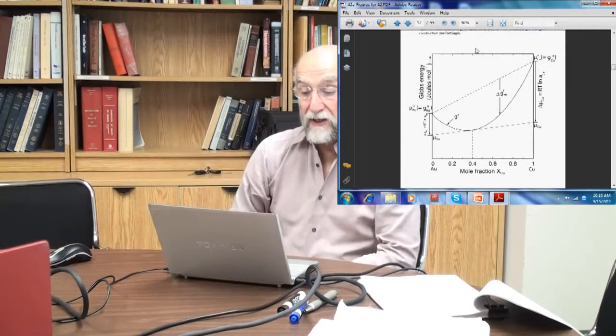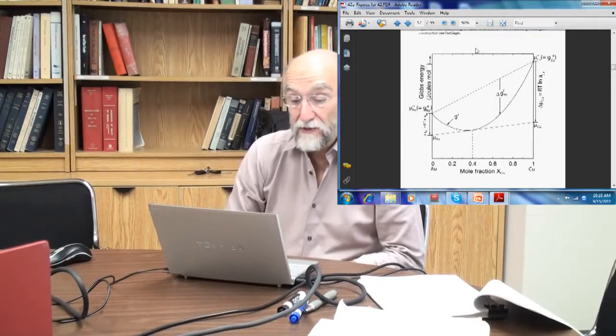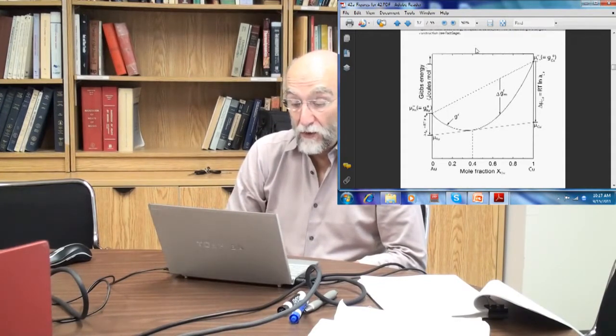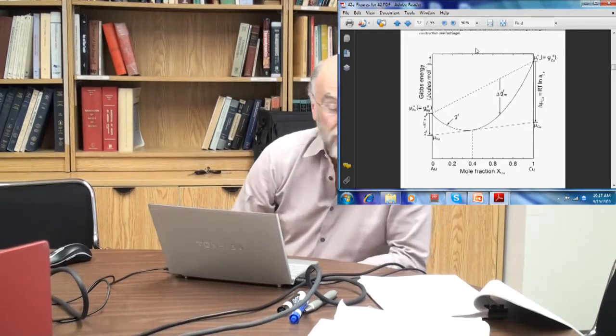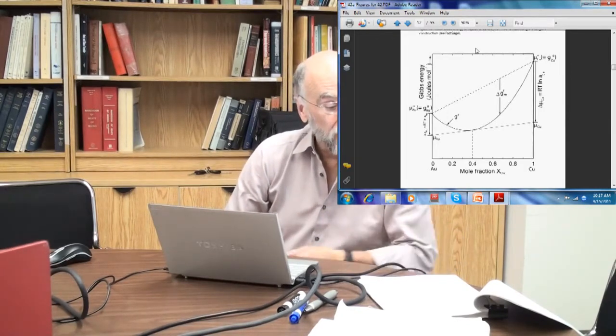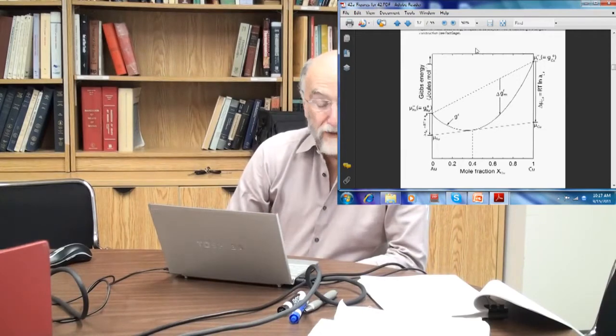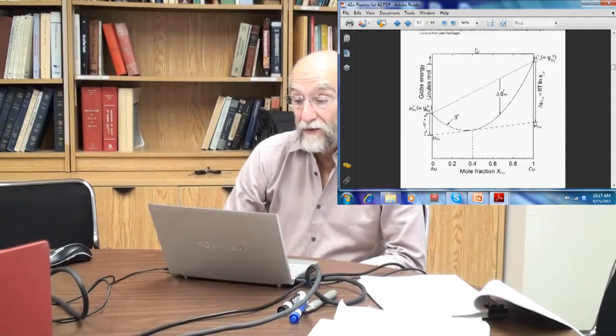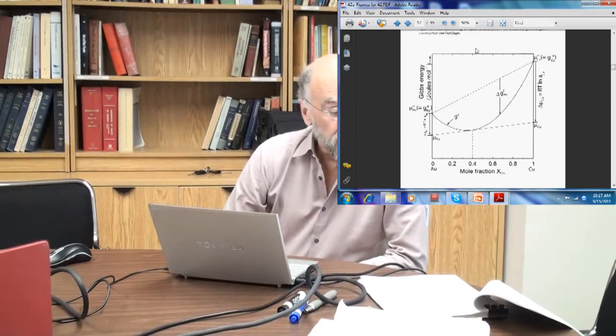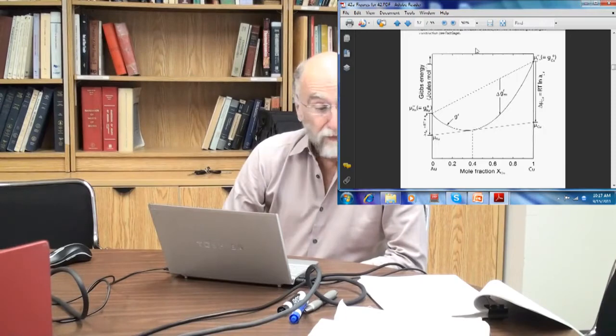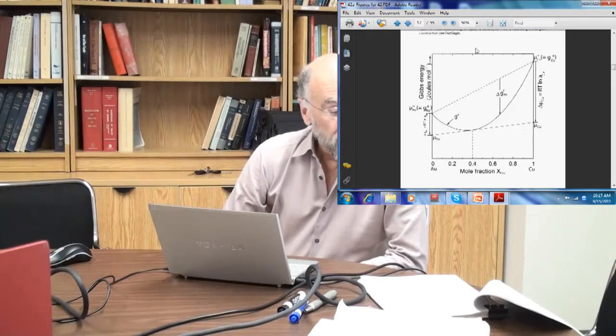Okay, this is actually drawn to scale. This is the actual Gibbs energy of gold copper mixtures. Liquid gold, this is liquid gold and copper. I'm reading section 4.1.1 now. So this is the Gibbs energy of 1 mole of liquid solution as a function of composition at constant temperature of 1100 degrees, expressed as the mole fraction of copper in the liquid solution.